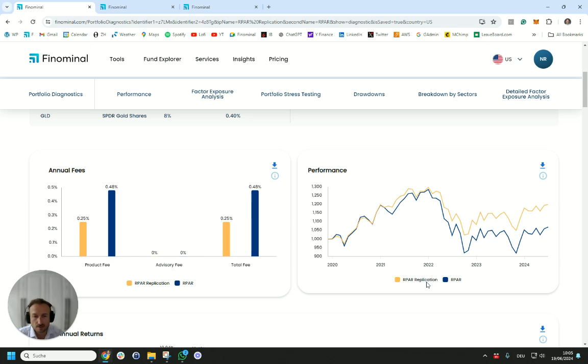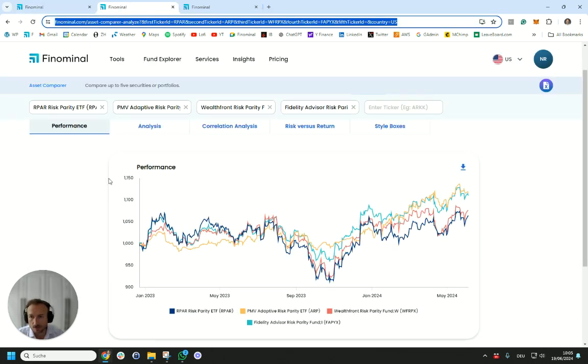The other part is, how does RPAR compare to its peers? Now, I've selected 3 other products that focus on risk parity. There's one from PNB, Wealthfront, and Fidelity. It is worth mentioning that the track record is very short, because I think PNB has only been launched a year and a half ago. So we only have a track record going back to January 2023.